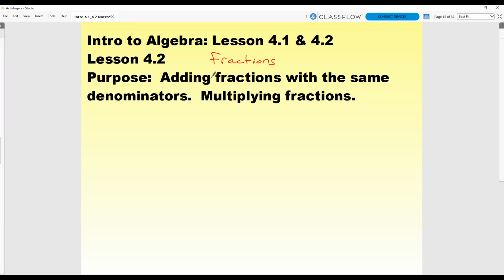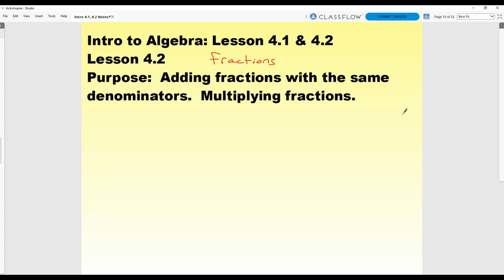Today, in this lesson, we're going to look at adding fractions with the same denominators, how to do that, and how to go about multiplying fractions. And like I said before, you may already know how to do this, which is fine. A lot of what we cover this year is just review to help us get ready for Algebra 1 class next year. So if you need to watch the video for this and get some tips and some ways to do these problems, great.